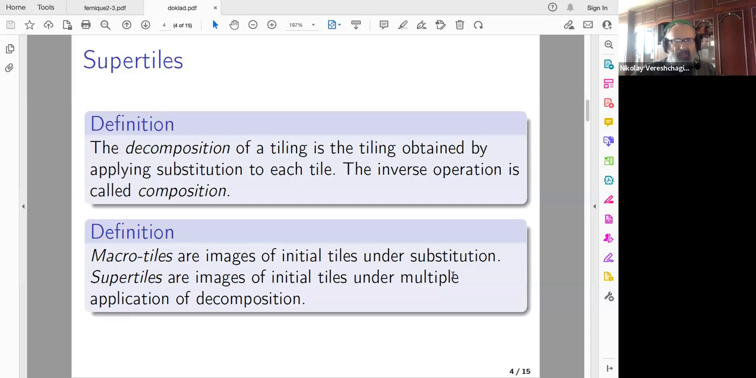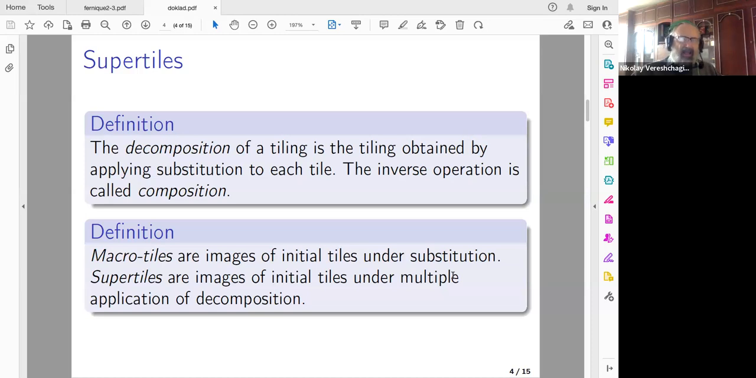And the inverse operation is called composition. This is not a total operation because it might happen that there is no tiling whose decomposition equals our tiling, so this is a partial operation. And also it might be that some tiling has several compositions. And the next definition is the following one. If we have a substitution, then the tilings in the right-hand side of the rules of the substitution are called macro tiles.